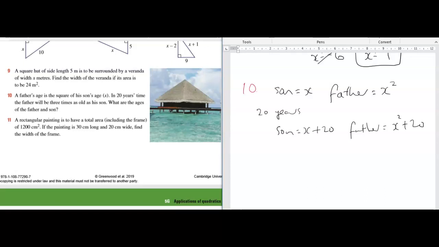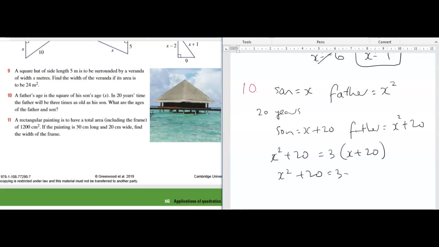So in 20 years' time, the father will be 3 times as old as his son. So the father's age, x squared plus 20, is equal to 3 times the age of his son. Okay, so the father's age is going to be 3 times as old as his son. What are the ages of the father and the son? So we've just got to solve for this, solve for x.